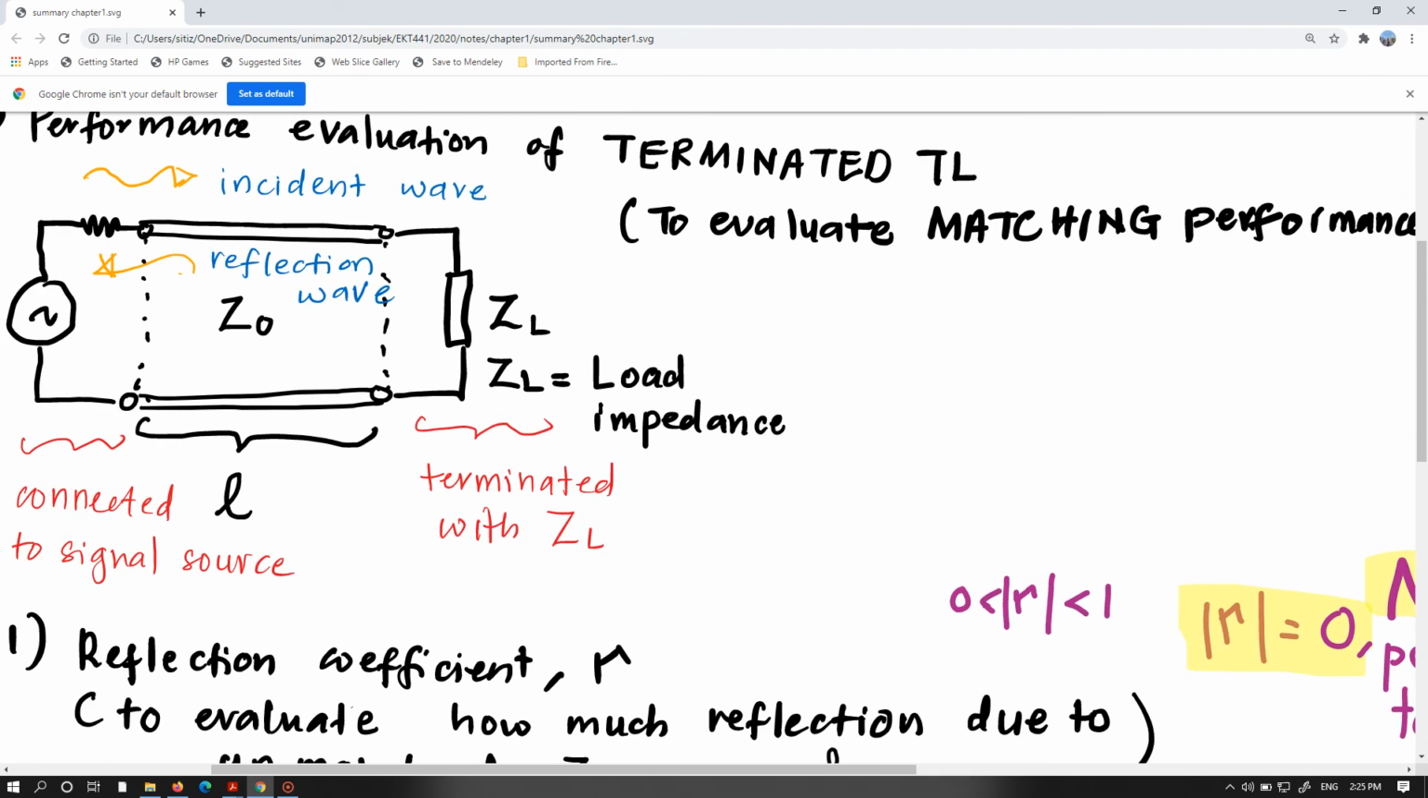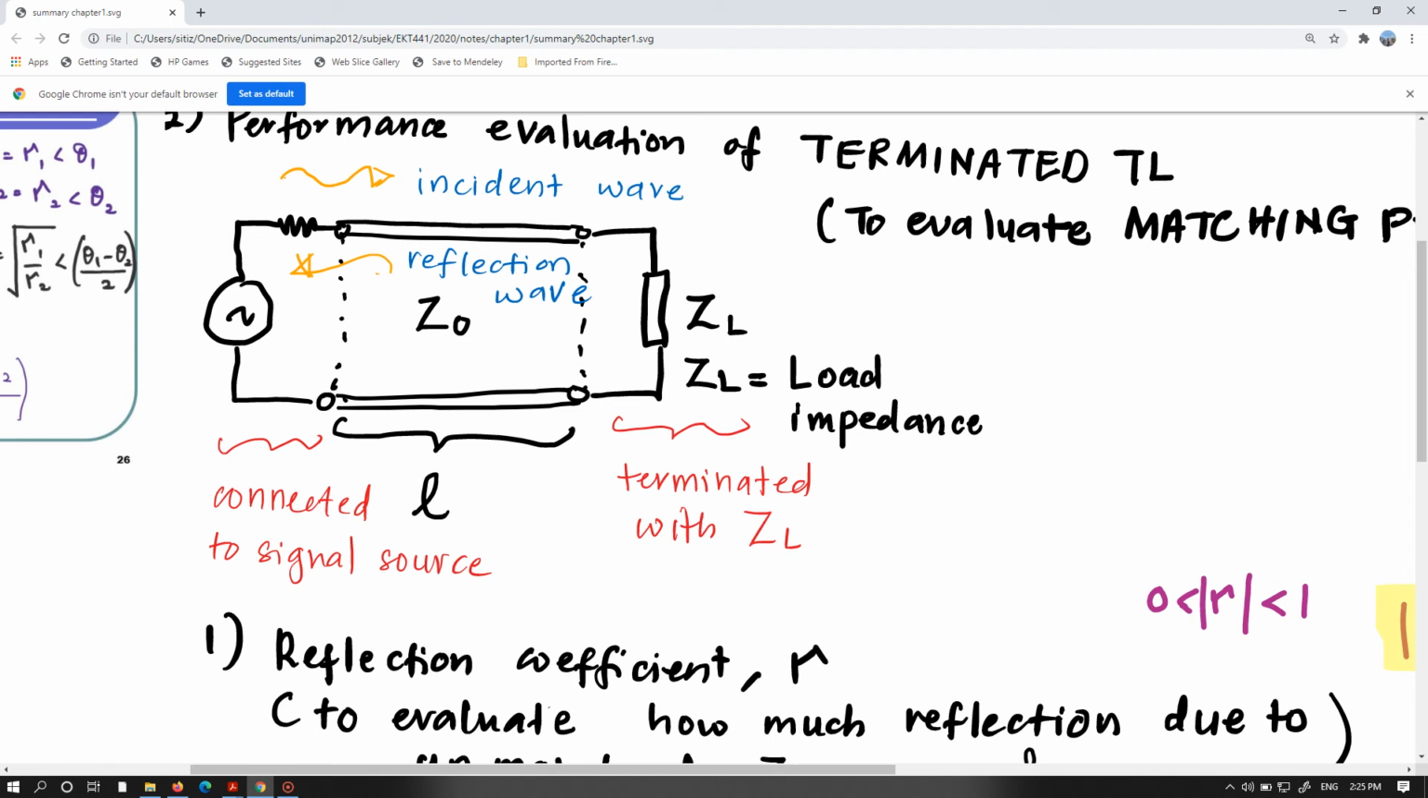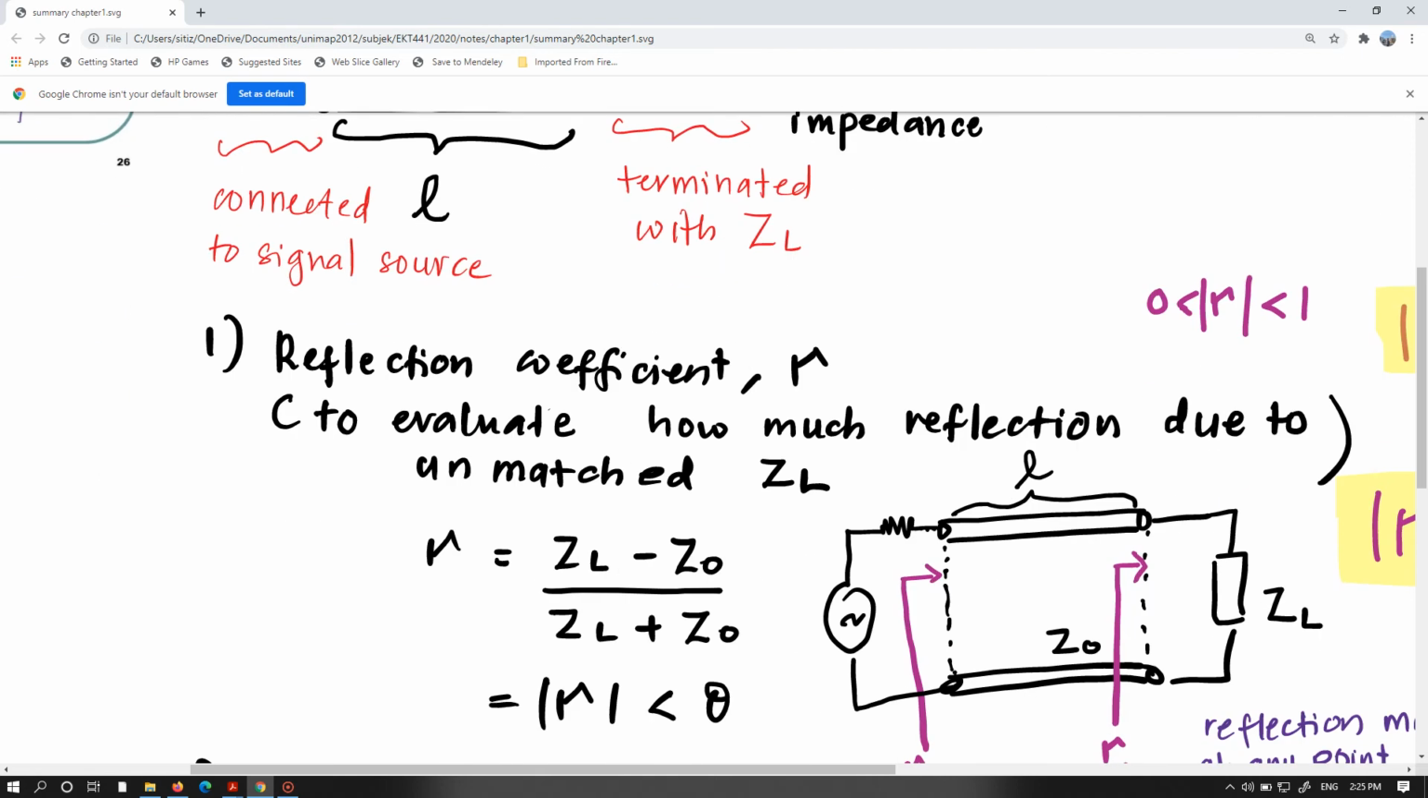So the matching condition gives you the performance of your transmission line terminated with the load, whether your signal can go through this transmission line or not. If it is matched, all of your signal, 100%, is transmitted to the end of your transmission line. If it is not matched, what happens? A certain amount of the power will be reflected back to the signal source. Okay, so how are we going to evaluate this?